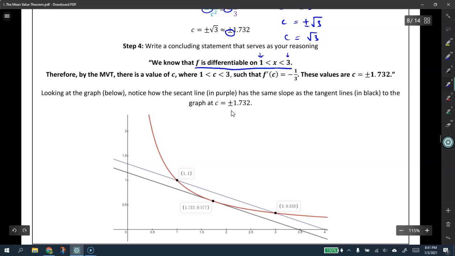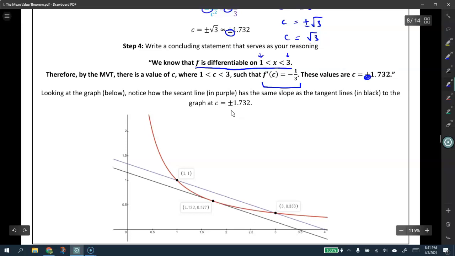We know that it wasn't differentiable on negative 2 to 2. And then we conclude that by the mean value theorem, there is some value c between 1 and 3 such that the derivative is equal to negative 1/3. And that value, this is a small typo, you get rid of the negative, and that value would be 1.732.